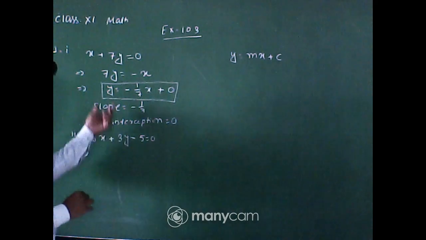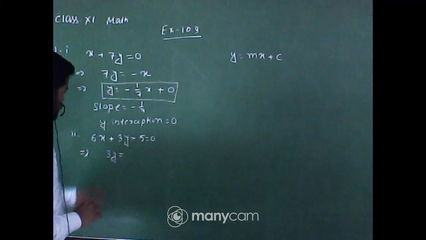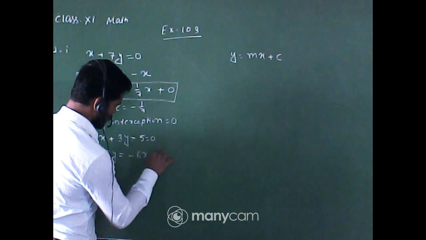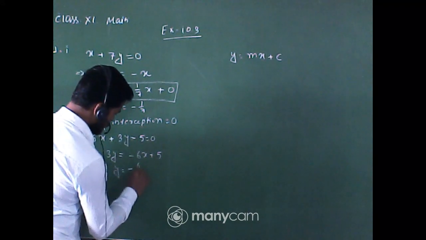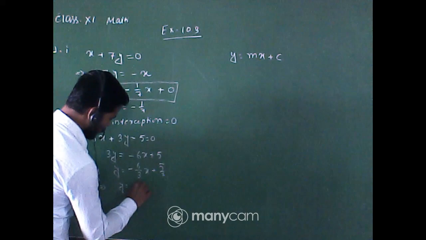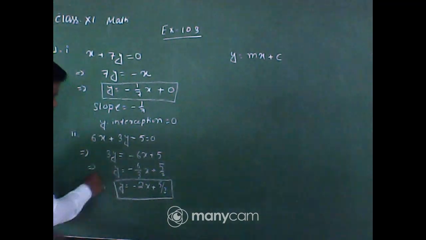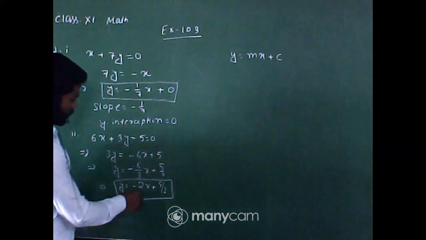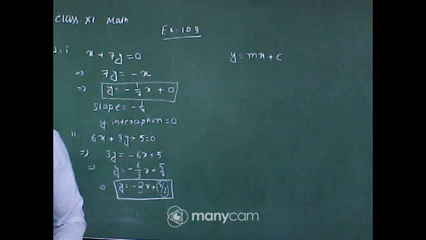So let's see how. The process is similar. We have to find the value of y from here. If you want to calculate the value of y, first we have to shift the terms from the left hand side to the right hand side. So it will be 3y equal to minus 6x plus 5. That means y is equal to minus 6 by 3 x plus 5 by 3, which implies y is equal to minus 2x plus 5 by 3. This is the slope intercept form of the line, and from the equation you can easily find out what the slope of the line is and what the y intercept is. So here the slope is minus 2 and the y intercept is 5 by 3. That's simple. Okay, now we'll go to the next question.